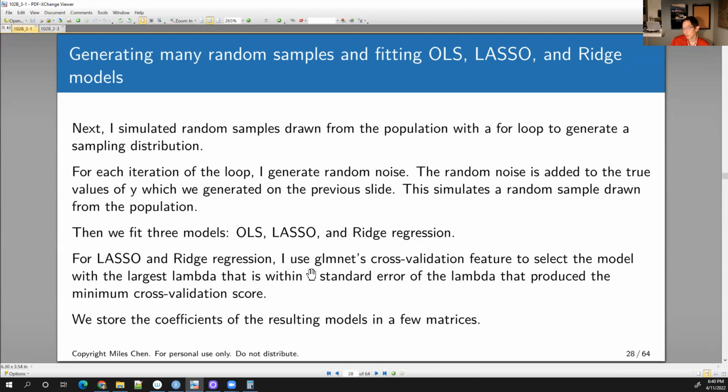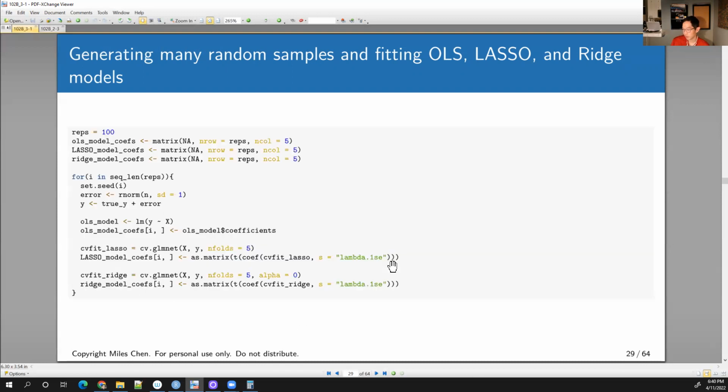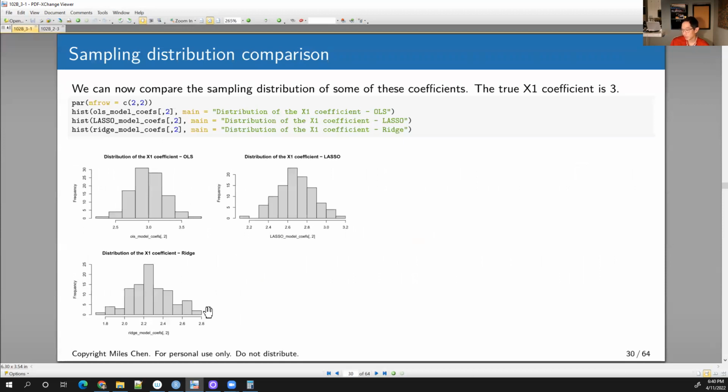Okay, we're just going to pick the largest lambda that's still within 1 standard error of the minimum lambda. And we're going to store all of the coefficients. And so this is just the code that I run to do all of this. And here are the plots that I'm producing.